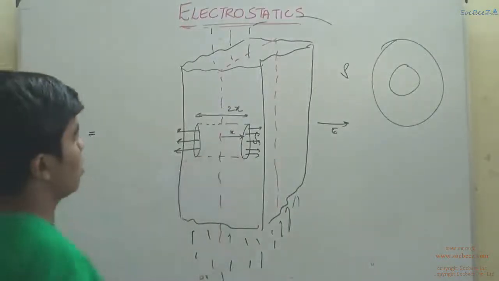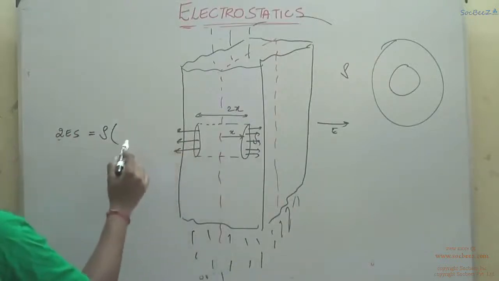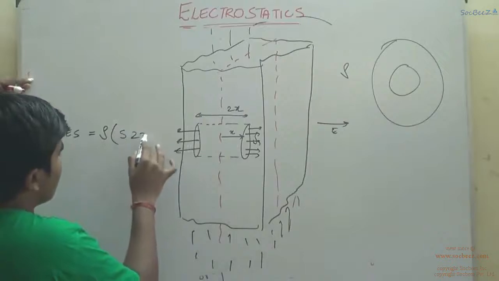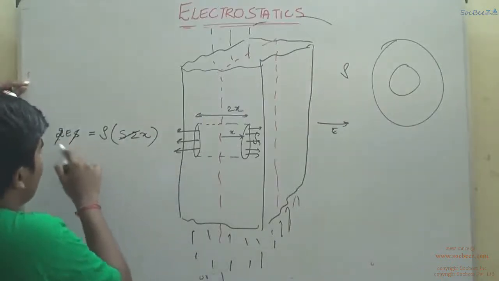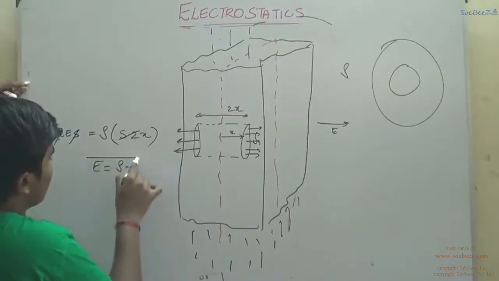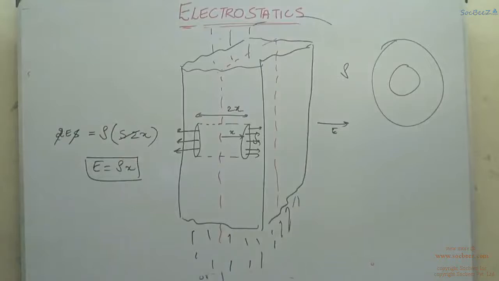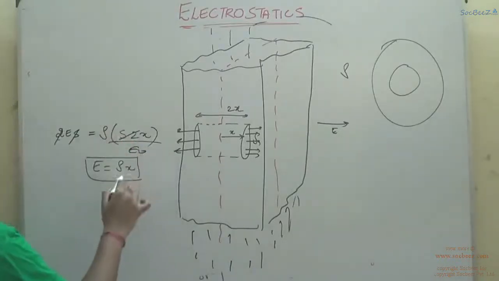Now what is the charge enclosed? Charge enclosed is rho times the volume. Volume is equal to S into 2x. So if we solve this, we get E equals rho times x. Sorry, by epsilon naught is also there. So here it is rho x by epsilon naught.